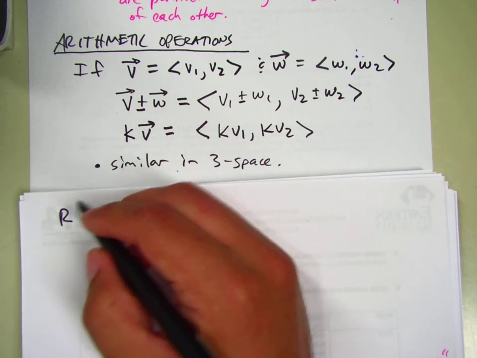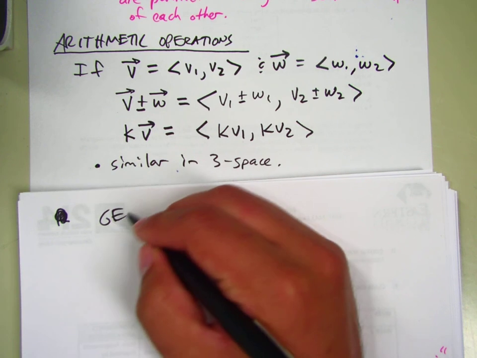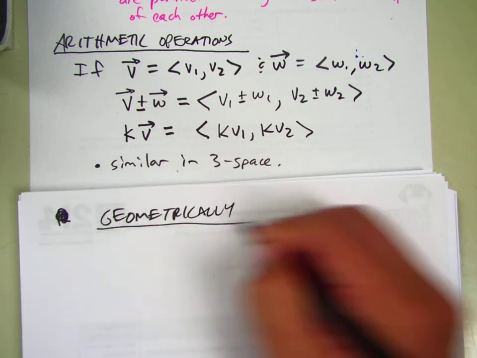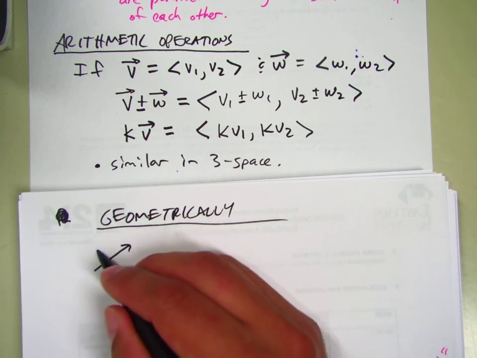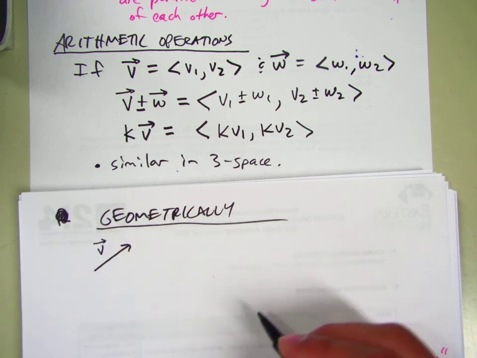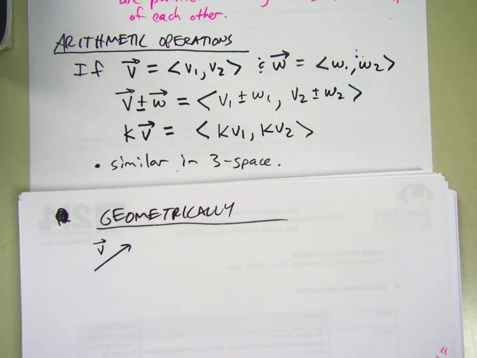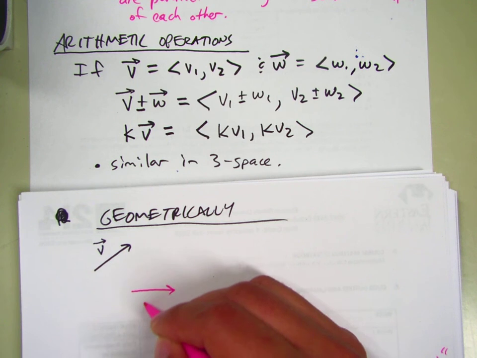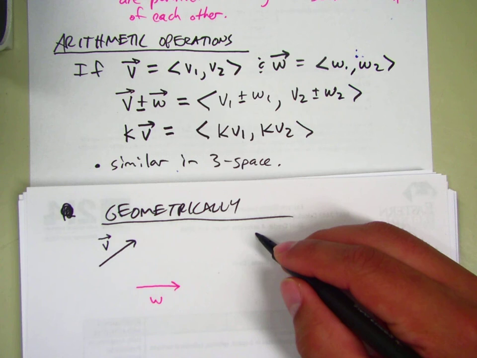So to add geometrically, so let's say I have vector V that looks like this. And let's say W is another vector that looks like this. And I want to know, what's V plus W look like?